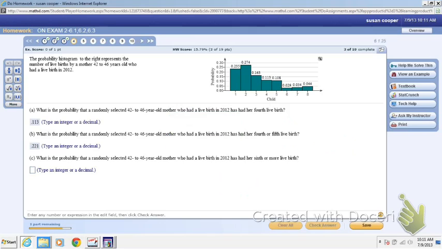Okay, and I figured it would ask us yet another question. What is the probability that a randomly selected mother who had a live birth in 2012 has had her sixth or more live birth? That means she's on her sixth, or she said 6 or more children. There's another way of saying that. So 6 or more, that means we have to add all these.